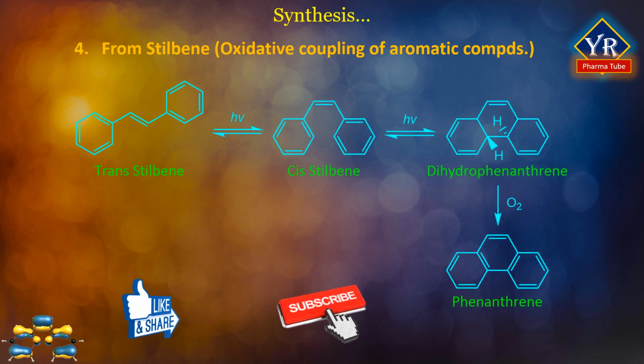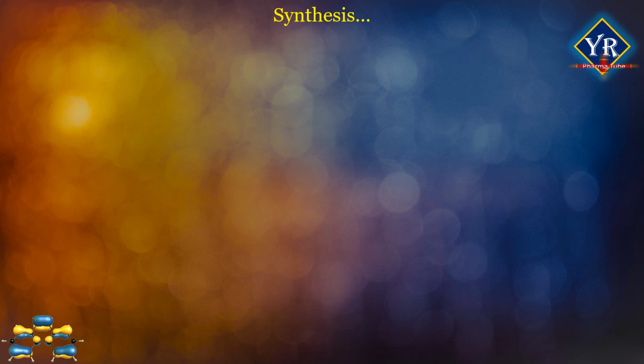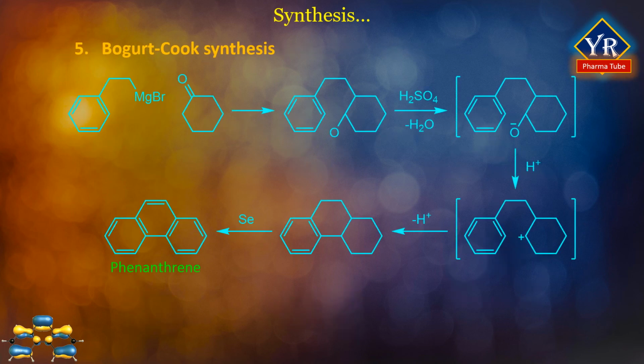Although the irradiation of cis or trans stilbene in the absence of oxygen gives a mixture of the two, in the presence of oxygen, phenanthrene is formed. It has been inferred that cis stilbene photocyclizes reversibly to give a small proportion of dihydrophenanthrene, which in the presence of oxygen is oxidized irreversibly to phenanthrene. Bogert-Cook synthesis. The synthesis of phenanthrene and its derivatives by this method makes use of intramolecular alkylation by an alkene.